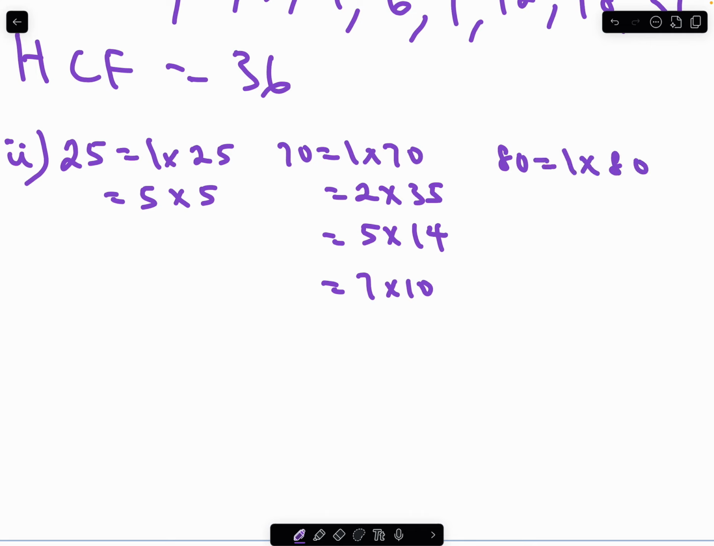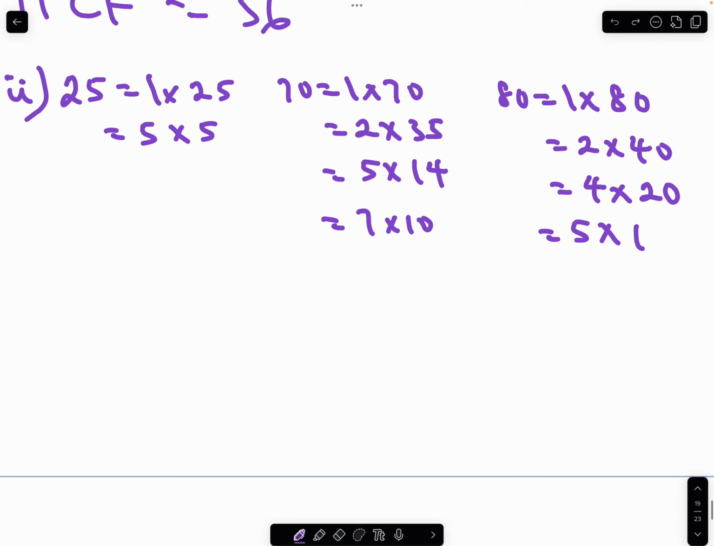80 is 1 times 80, 2 times 40, 4 times 20, 5 times 16. What else? Will 6 divide 80? No. 8 times 10. And that's all.